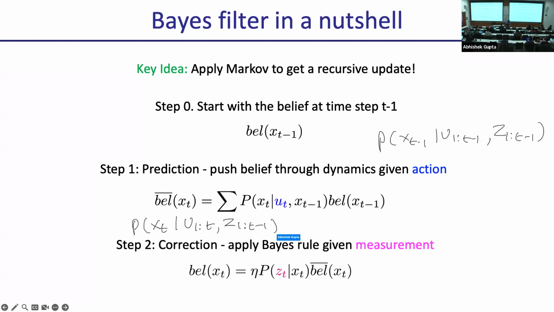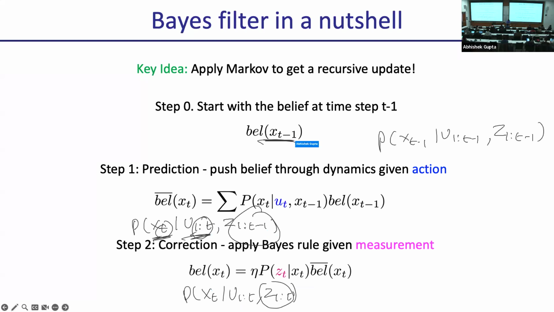So notice that the indexing here has changed and here has changed. And belief at xt is P of xt given U1 to T, Z1 to T, right? So the change from here is the measurement. The change from here is the quantity you're estimating, and you've incorporated one action. Okay? And so we're going to start from belief at xt minus 1.